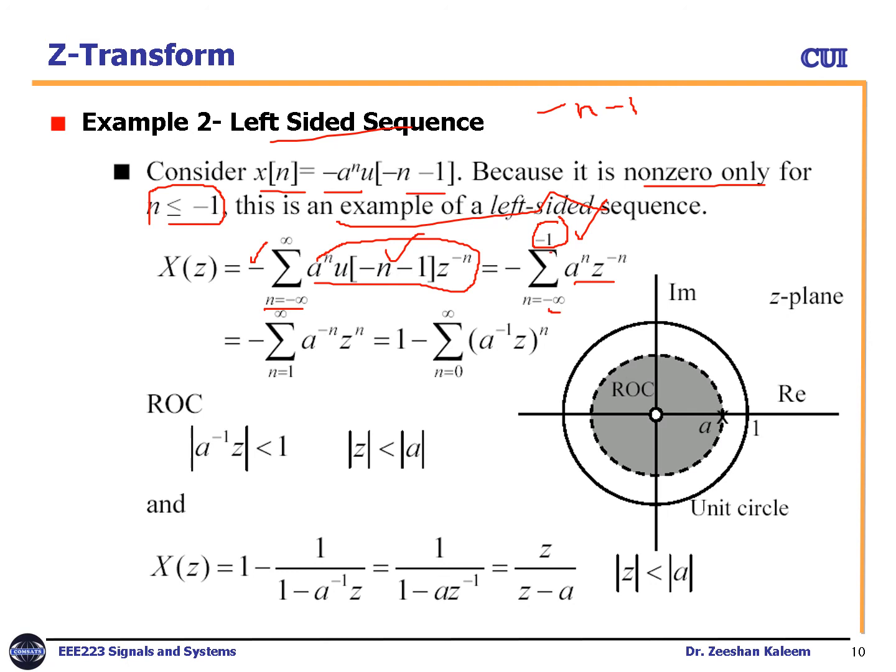So further, we change the limit from minus infinity to minus 1, to 1 to infinity. So the power will be changed from positive n to minus n and from minus n to positive n. And we can further write this equation in this way: 1 minus the sum from n equals 0 to infinity. We are changing it to 0.